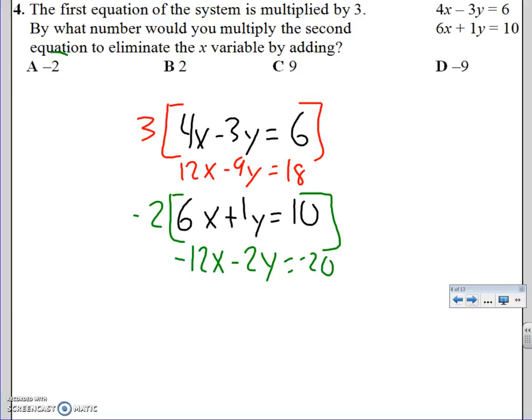I want the x's to disappear. Don't pick B, don't say 2. The numbers have to be the same number, but different signs. One positive, one negative.